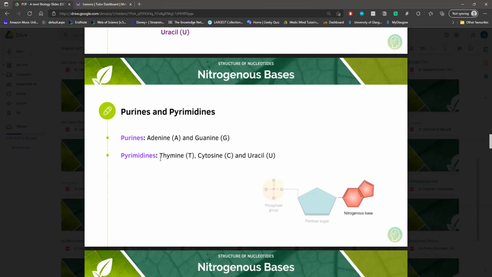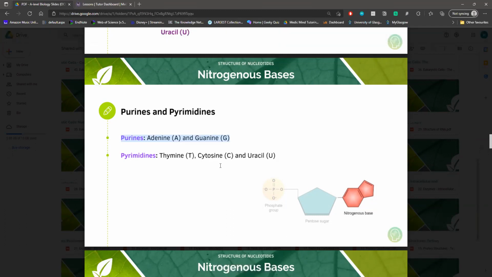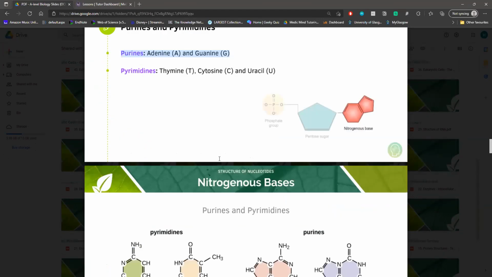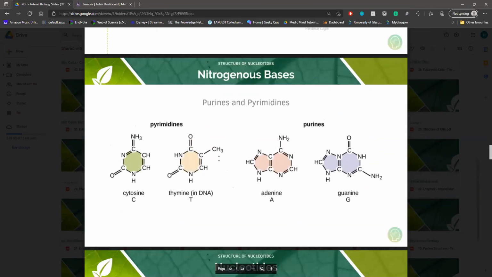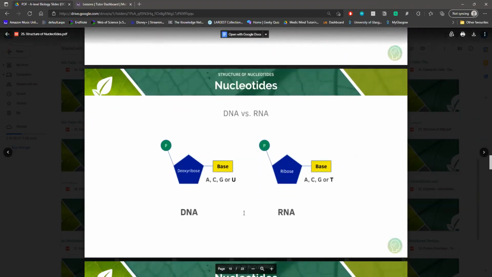Number of carbons? It's mainly to do with the rings. Purines have 2 rings, whereas pyrimidines are single-ringed. Purines always bind to pyrimidines, and that's basically the principle of complementary base pairing by hydrogen bonding. Adenine will always bind to thymine or uracil, and guanine will always bind to cytosine. As you can see, pyrimidines are single-ringed, the purines are double-ringed.